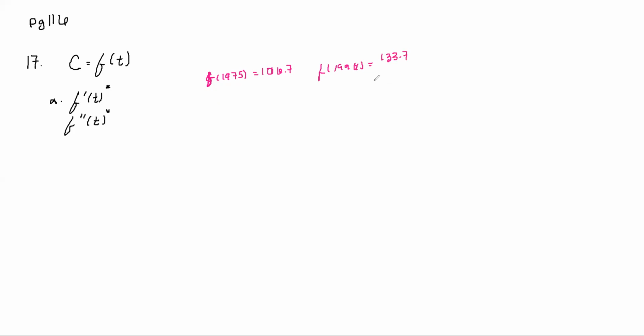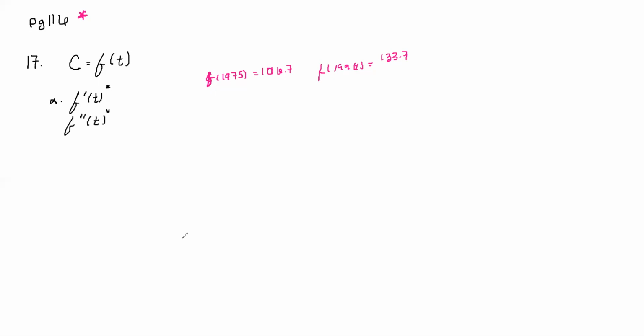Okay. Basically, we don't really have the tools, especially based on the fact that this is a table and they haven't given us an equation. We don't really have the tools to do this in any other way than estimating. We're on page 116, in section 2.4. Basically, what we can do is look at average rate of change and use that to extrapolate what we think the instantaneous rate of change is going to be.